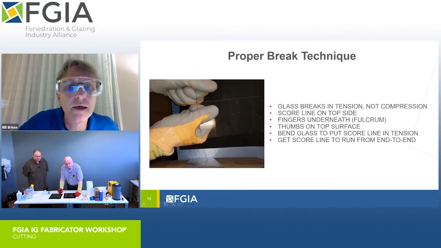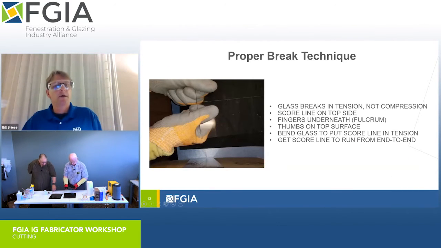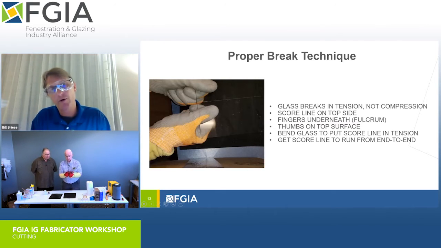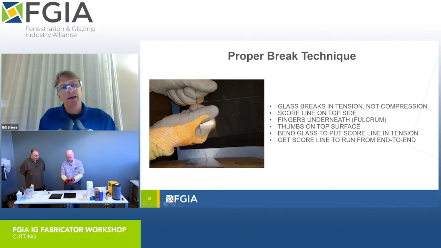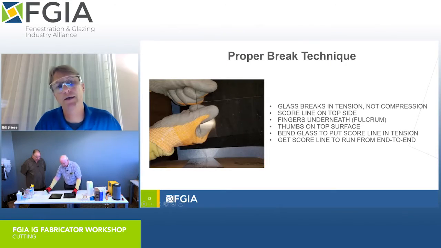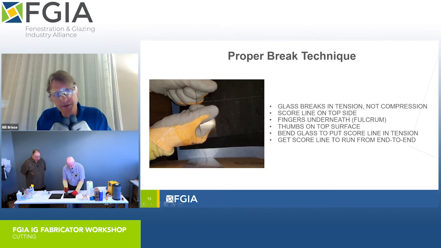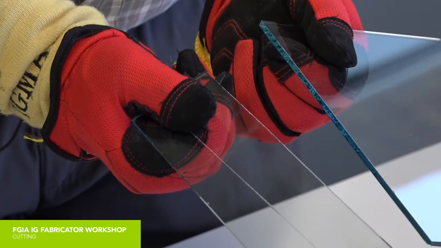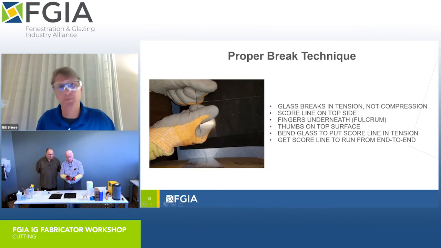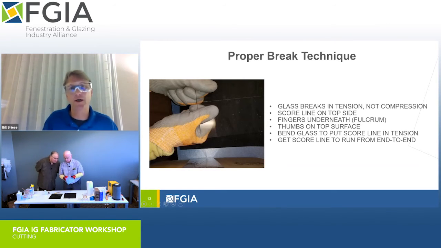Okay. So now breaking. You want to take your fingers, curl them up underneath the score line. You can see the score line there going horizontally. And then using your fingertips as a fulcrum, put your thumbs on top, put that score line in tension. The idea is to get the score line to run from your fingers to the other side. So we don't want to put the score line right on the edge of the table and try and break it off there. We want to get that score line to run from where you are to the furthest away. Okay.